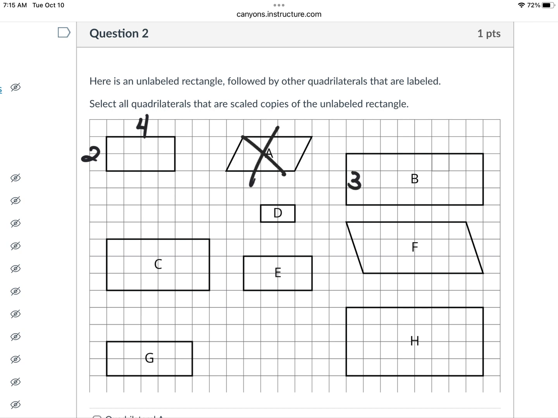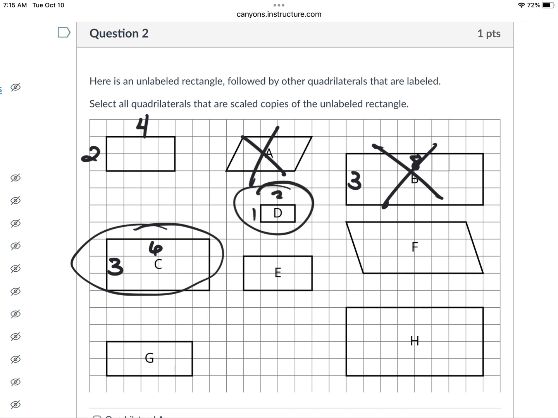B is 3 tall and 1, 2, 3, 4, 5, 6, 7, 8 wide. 3 times 2 is not 8, so B is out. C is 3 tall and 6 wide. 3 times 2 is 6, so C works. D is 1 tall, 2 wide. 1 times 2 is 2, so D works.